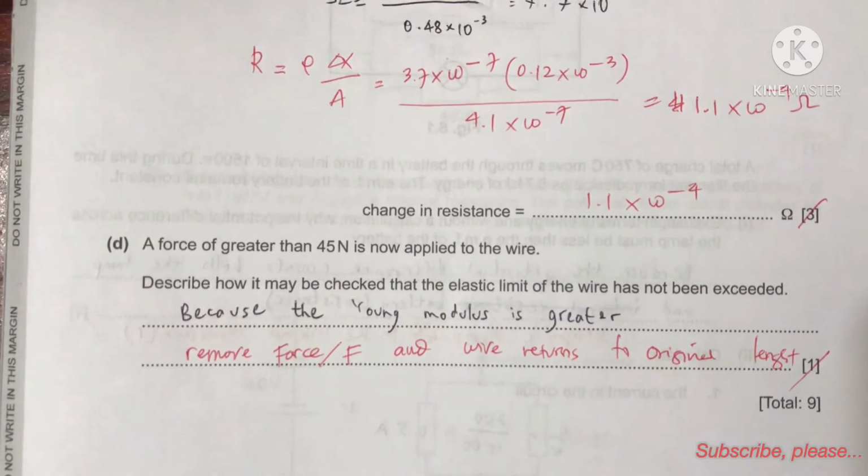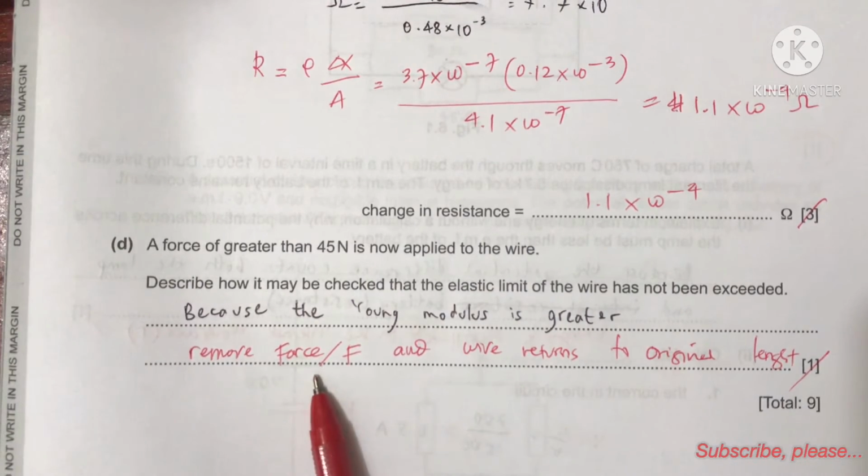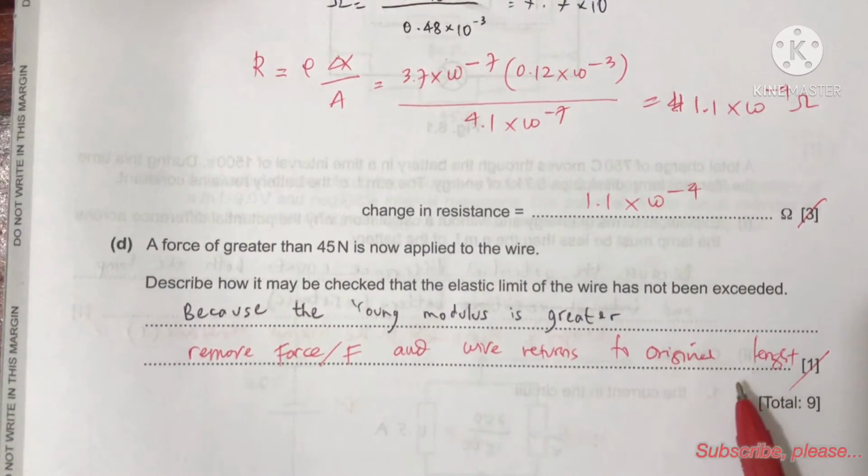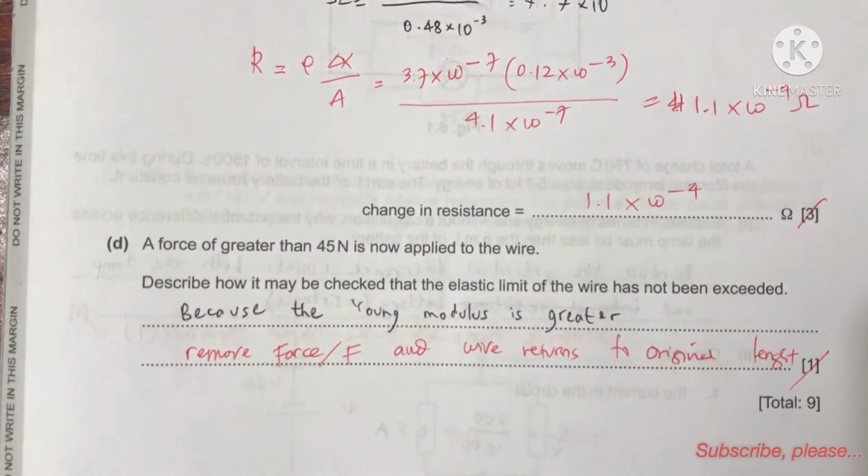So it means remove the force F, and the wire returns to its original length. Because when we remove the force, the wire goes back to the original length. Okay, that's it. So they don't get any score.